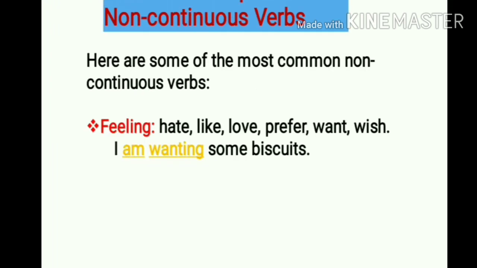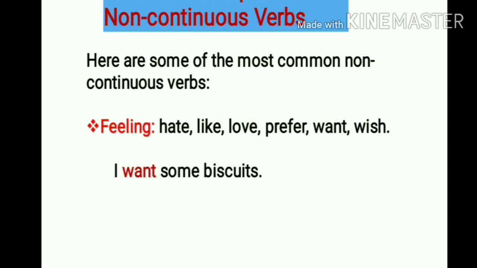I am wanting some biscuits. This is wrong structure of the verb. We should say I want some biscuits. I am hating her. This is wrong statement. I hate her. I am preferring coffee to tea. This is wrong. I prefer coffee to tea.